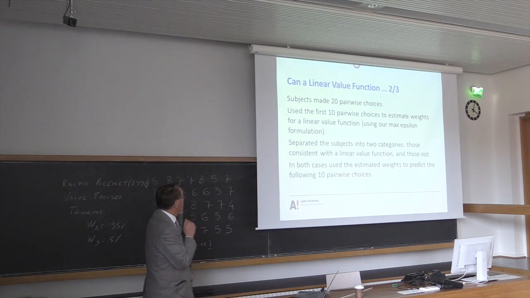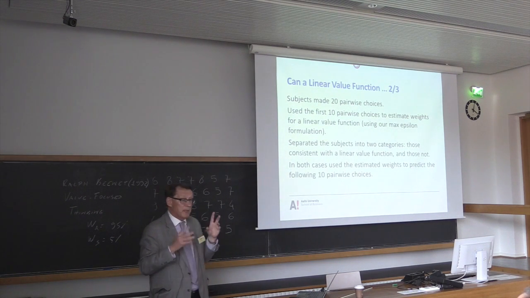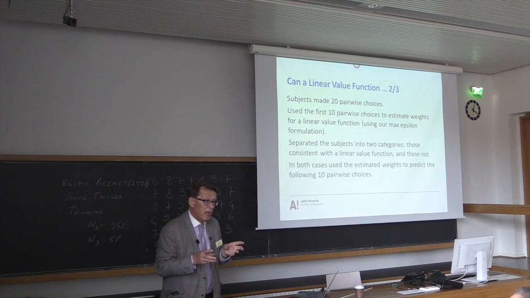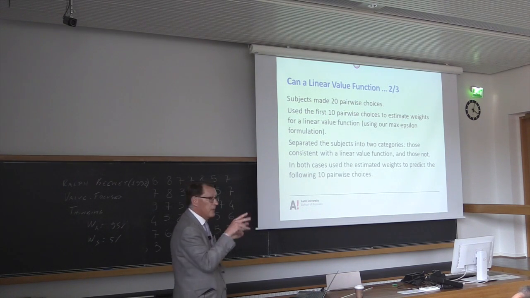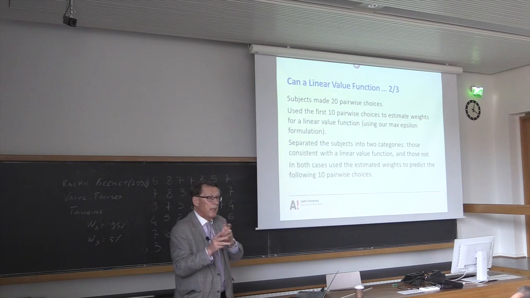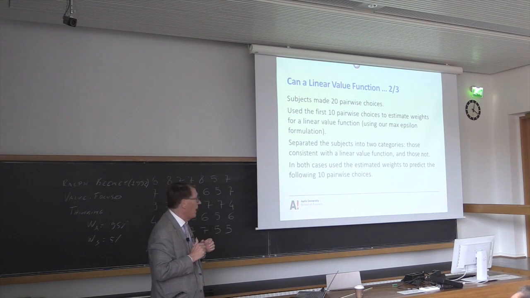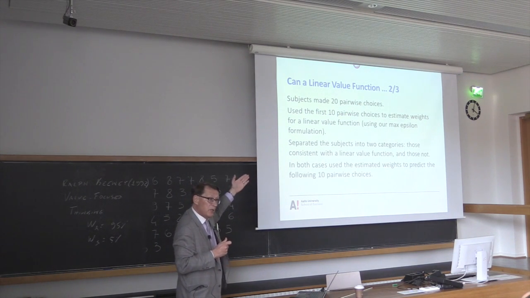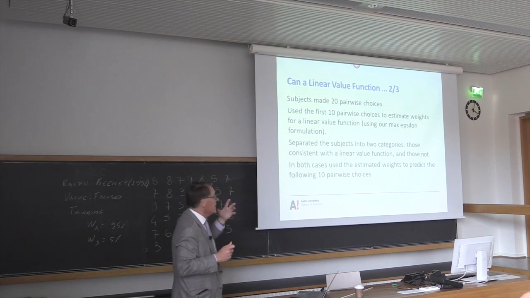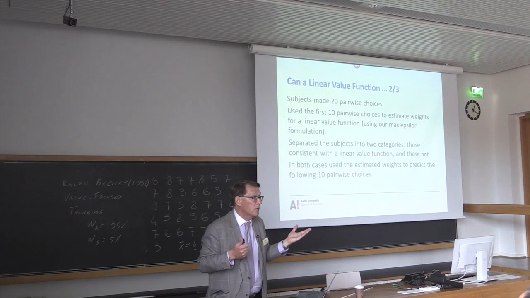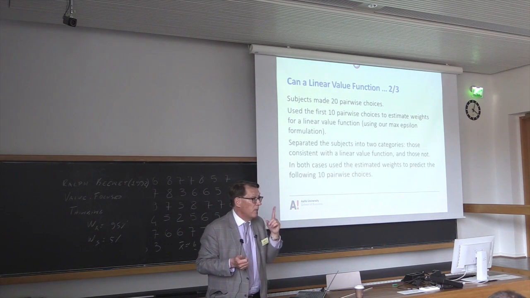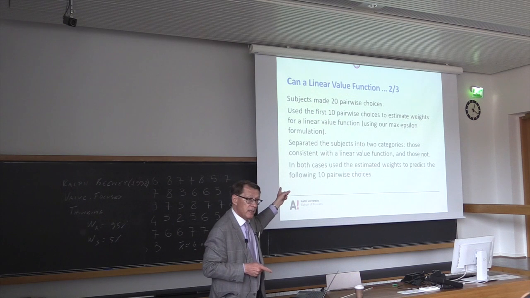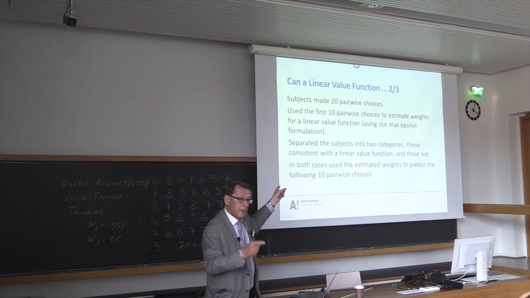But this is how we did the experiment. We asked subjects to make 20 pairwise choices. And then we used the first 10 pairwise choices to estimate the weights for a linear value function. And we used what we call our max epsilon formulation: maximize the minimum difference in the utility values between two pairwise choices. Then we got weights based on the 10 choices. Some would violate a linear value function, some would not. Okay? But interestingly, even in the case when you do not obey a linear value function, we can still get weights with the max epsilon formulation.